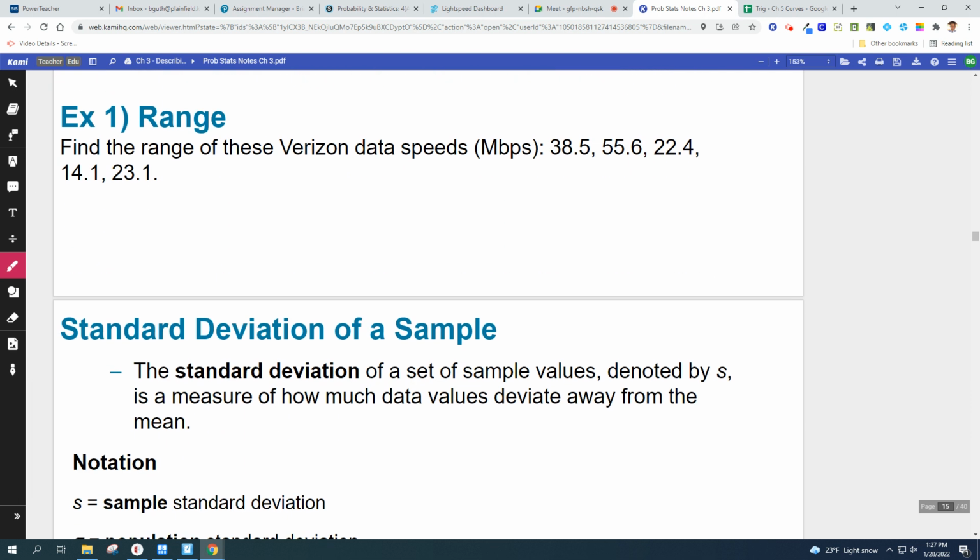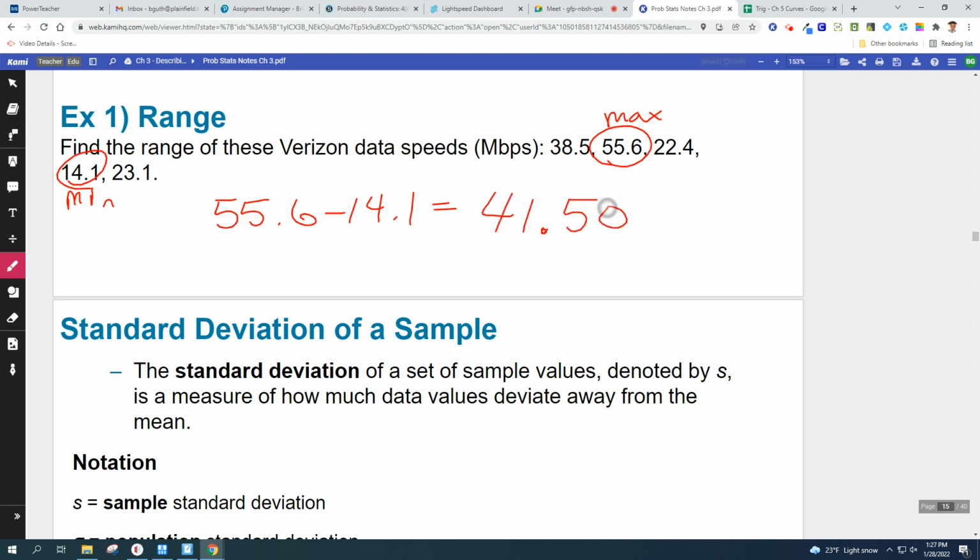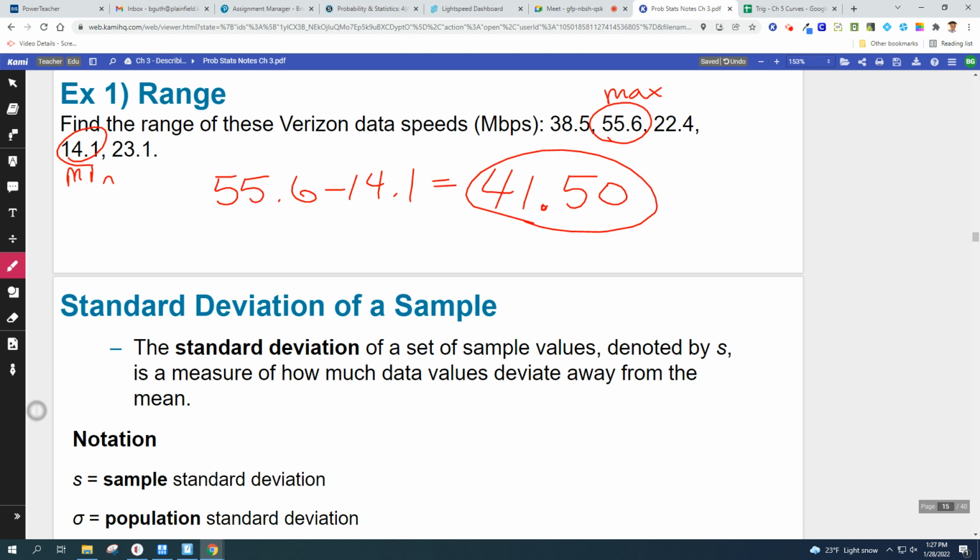Number 1, find range. So this is quite simple. All we have to do is take the max minus the min. $55.6 minus 14.1 is 41.50. So there's that round off rule where we keep 1 extra decimal point. 41.50 is the range.